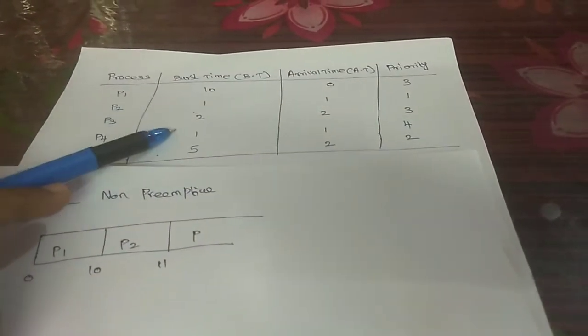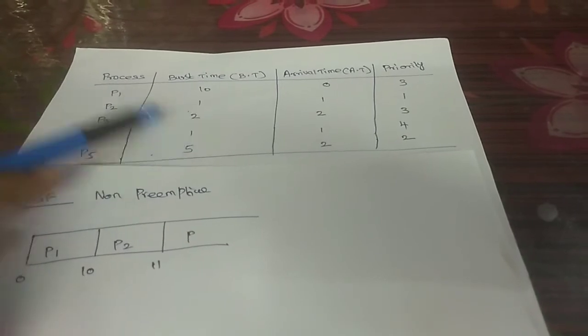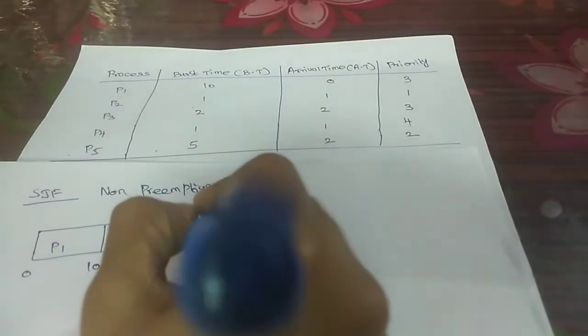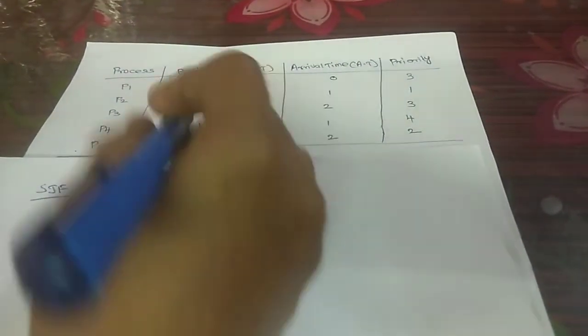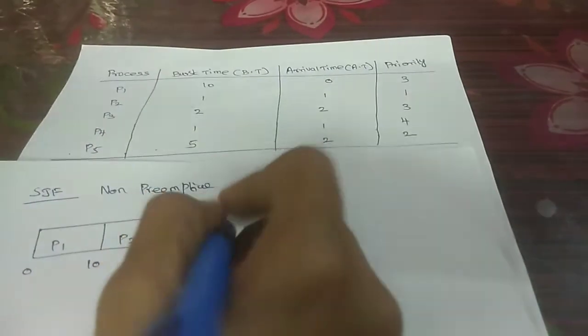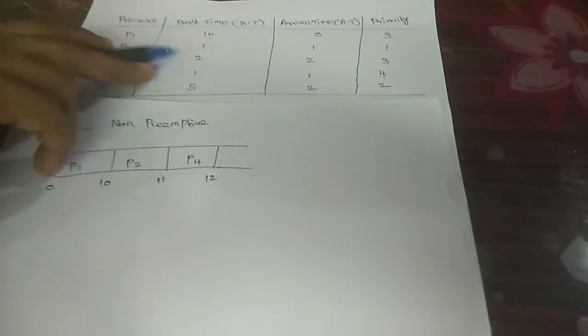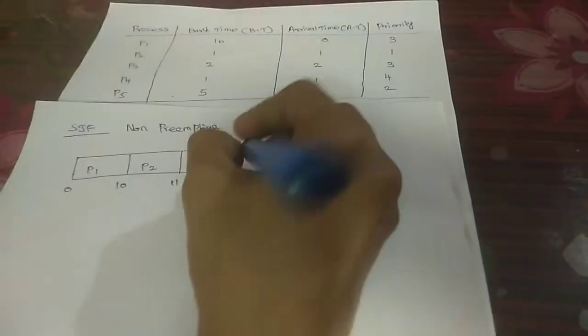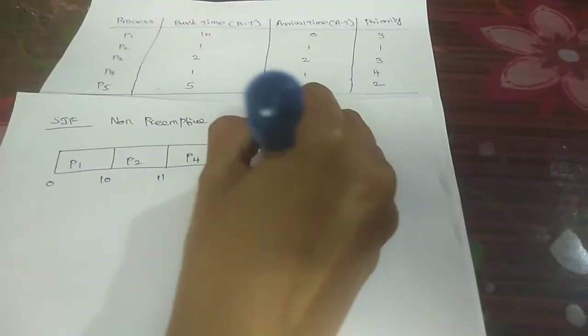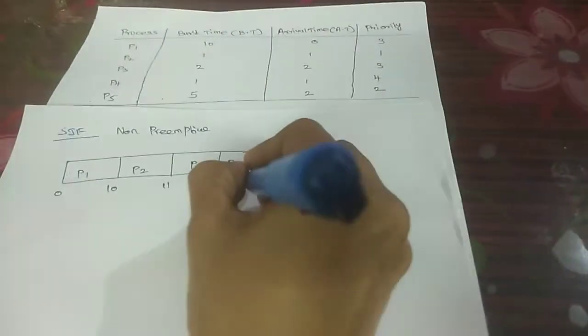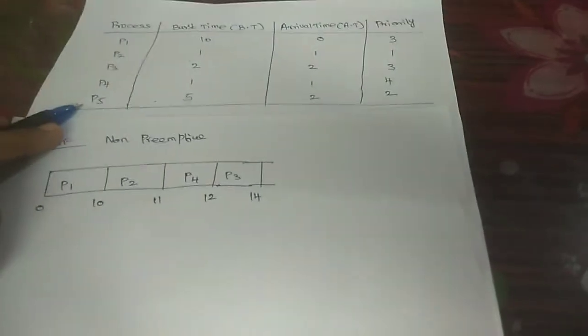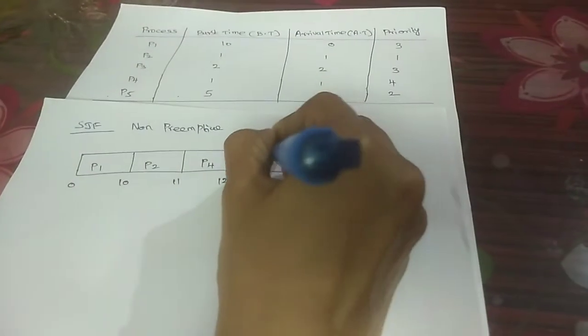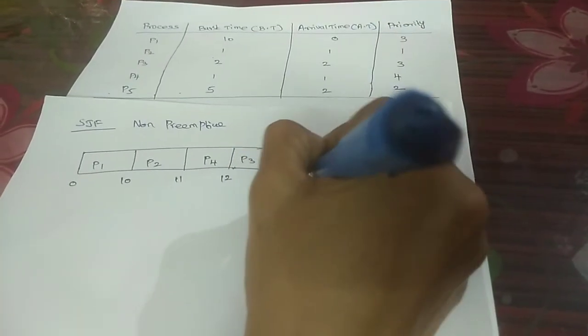After that we are going to check what is the least burst time, that is P4. So P4 will be entering. It is going to execute for another 1 millisecond, that is 12. Next, after this, the least burst time is P3. P3 is going to enter and it executes for 2 milliseconds. 12 plus 2, that is 14. Again P5, that is the last process, is going to be entering. Next the process P5, 14 plus 5, that is 19.